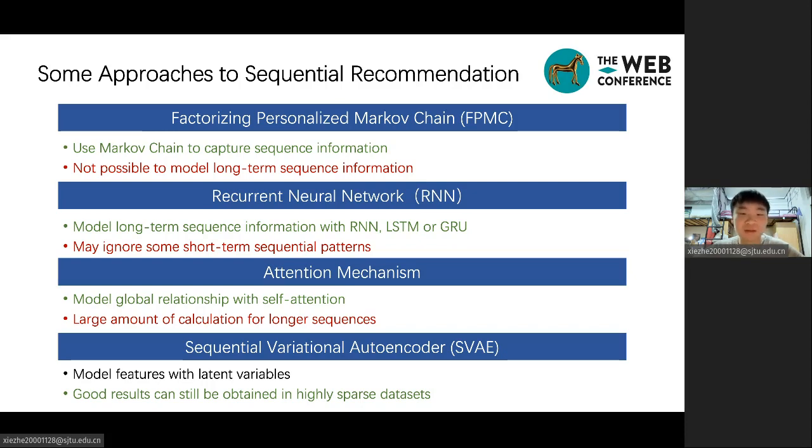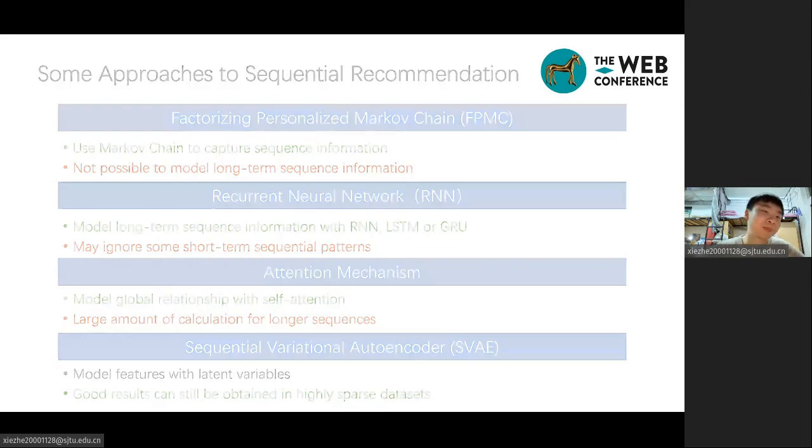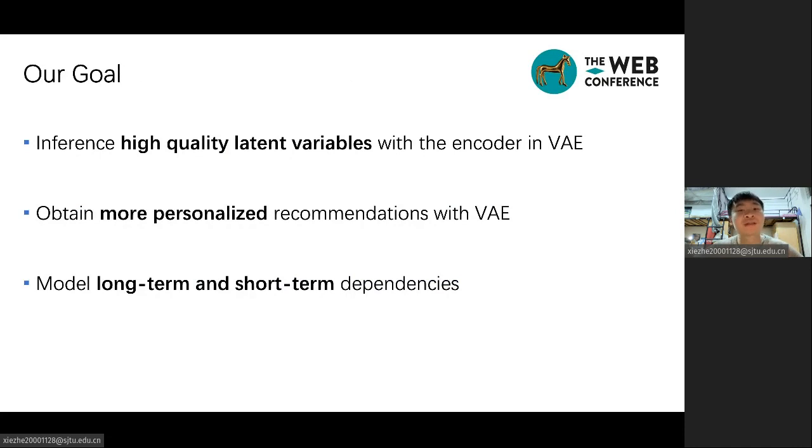So the last one is variational autoencoder, and this paper will mainly focus on this VAE. In VAE, the features are modeled with latent variables, and good results can still be obtained in highly sparse datasets. So let's have a look. There is already some research that uses VAE for recommendation. However, in sequential recommendation, we need to obtain latent variables containing the temporal dynamic information, and this requires higher quality of latent variables. However, due to the limitations of VAE in sequential recommendation, VAE did not show significant effect.